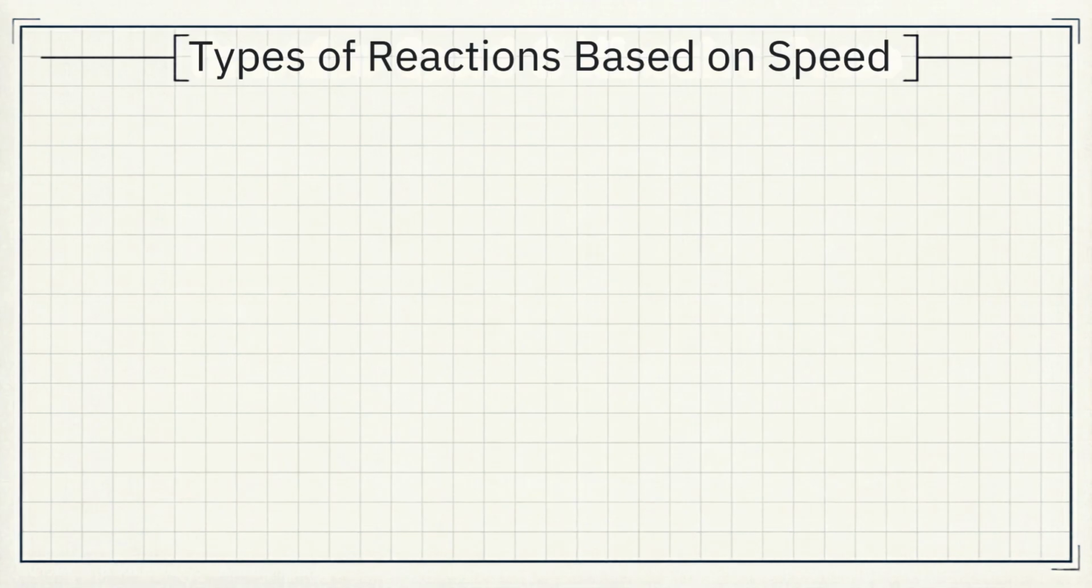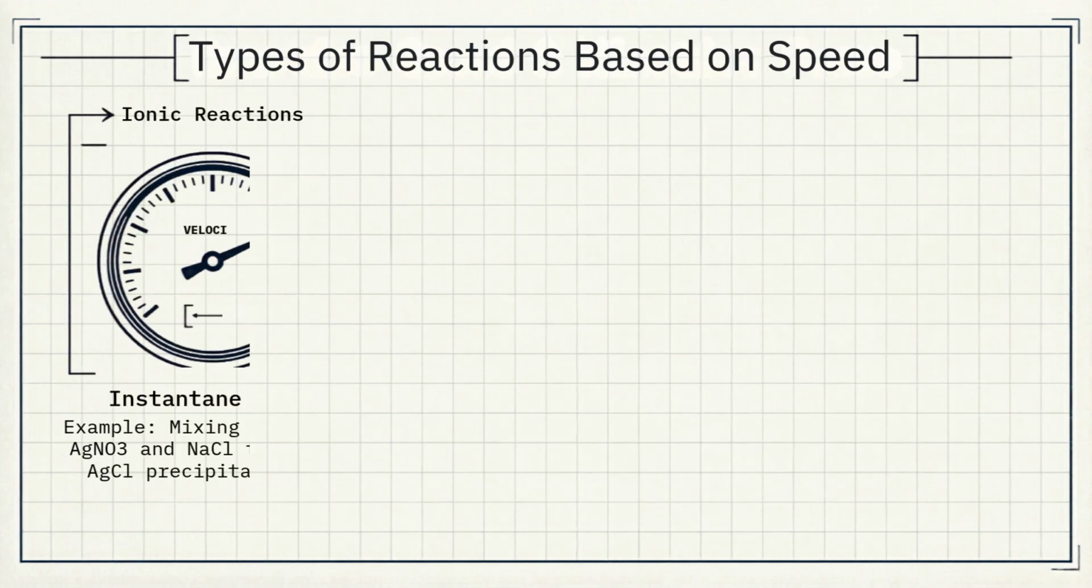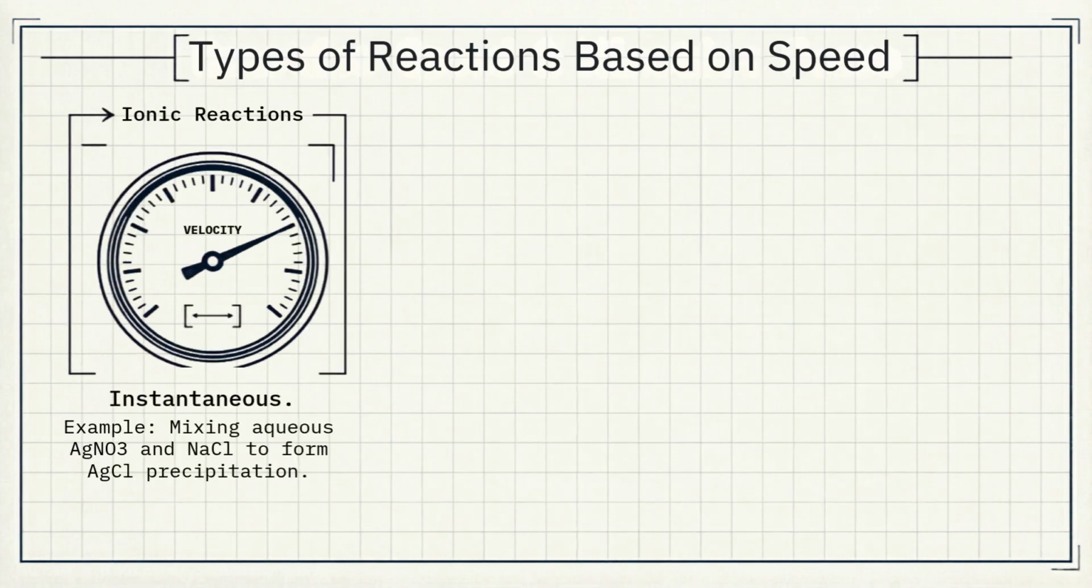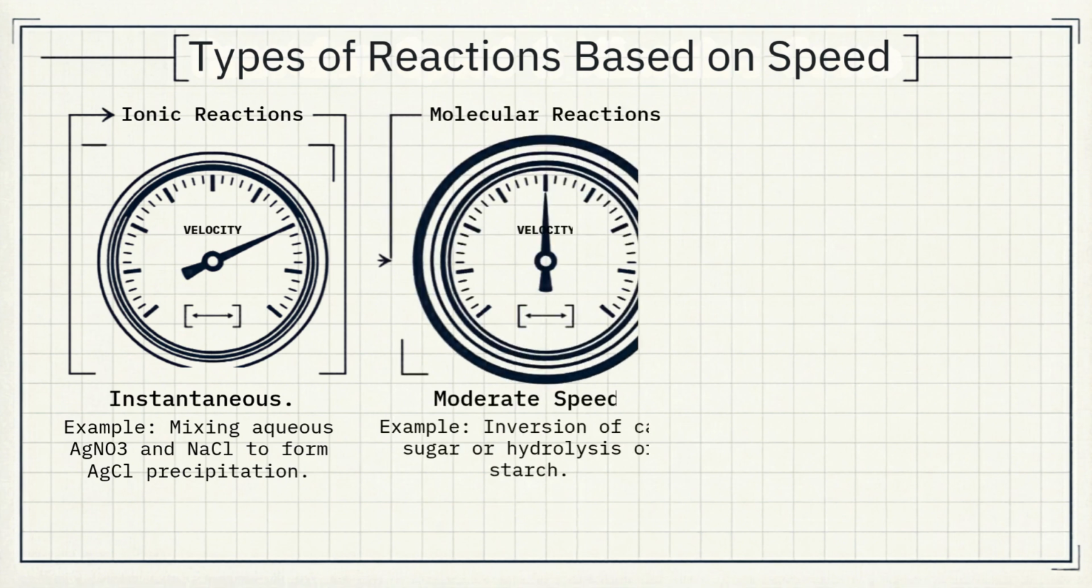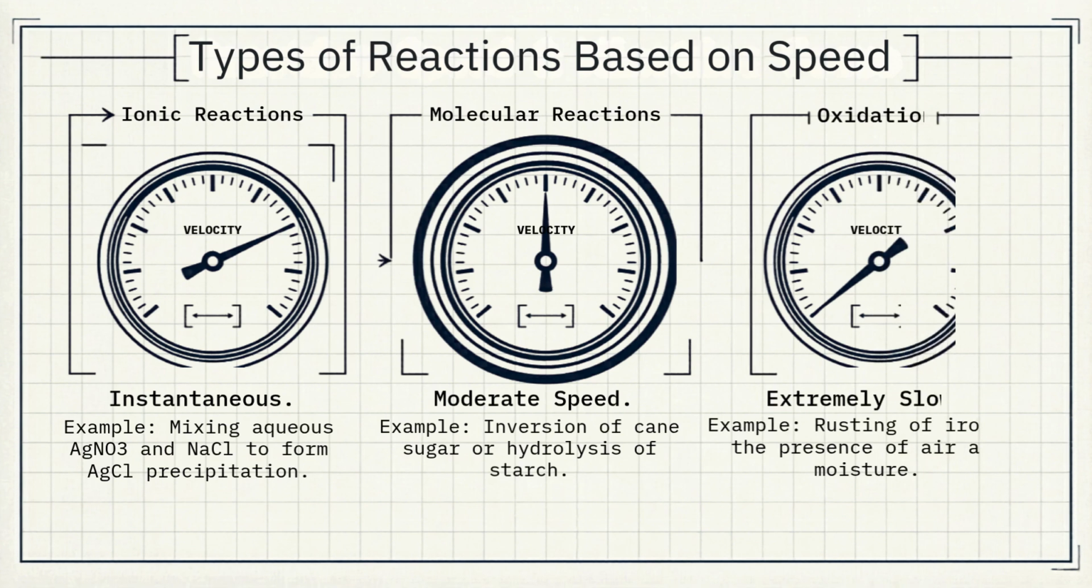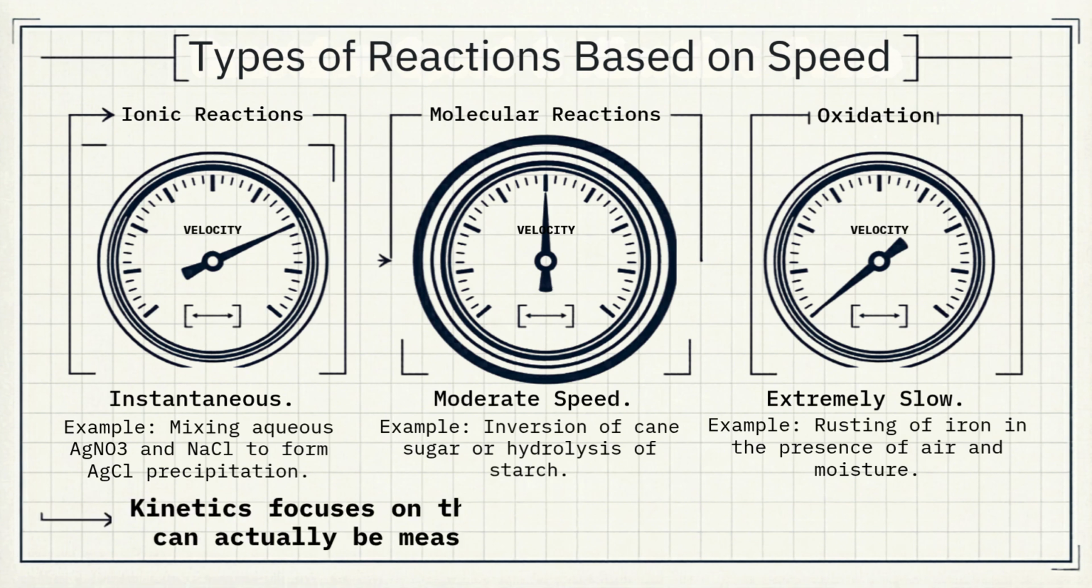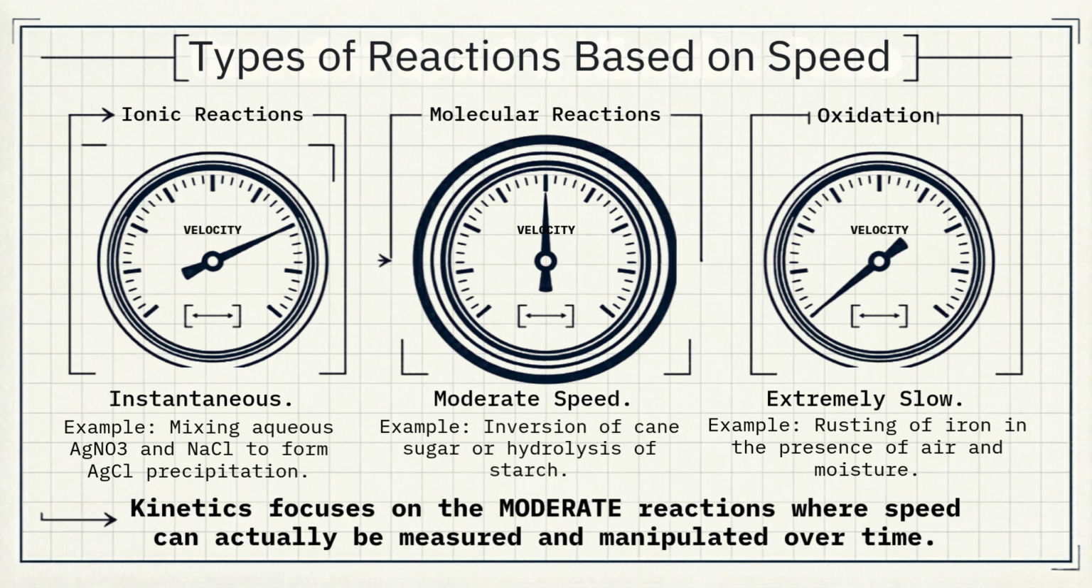Reactions can be grouped by speed. Ionic reactions are usually instantaneous. Molecular reactions are typically moderate in speed. Oxidation reactions can be extremely slow, like rusting of iron in air and moisture. Kinetics is mainly interested in the middle ground, where speed can actually be measured, studied, and manipulated over time.